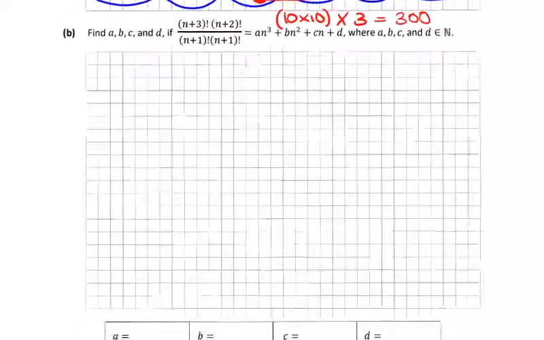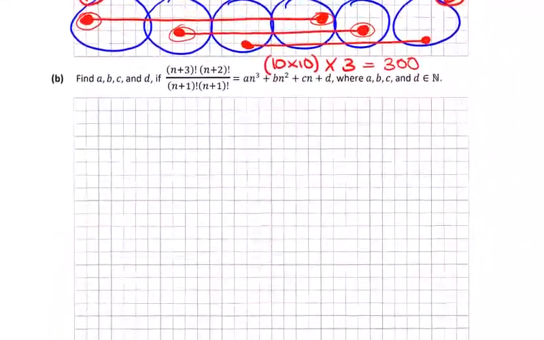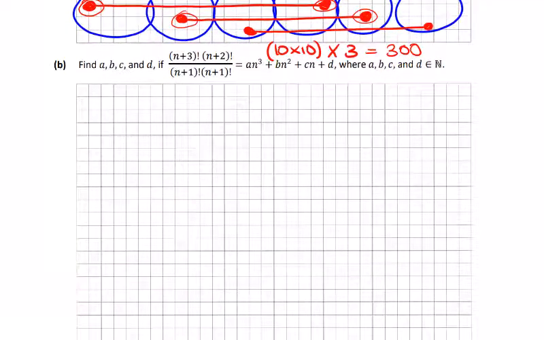And the next part of this question, which is the last part, actually quite short questions. A, B, C, D: if (n plus 3) factorial times (n plus 2) factorial over (n plus 1) factorial times (n plus 1) factorial is equal to this cubic. So we just need to understand what factorials are and multiply them out.